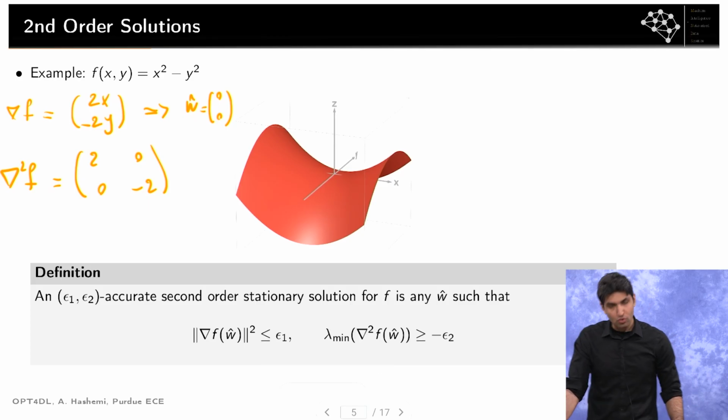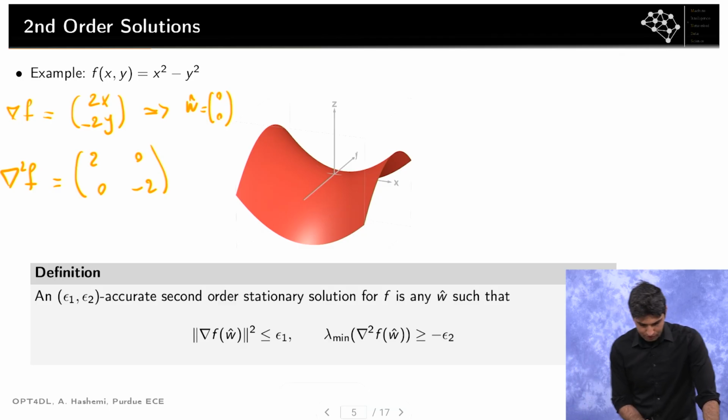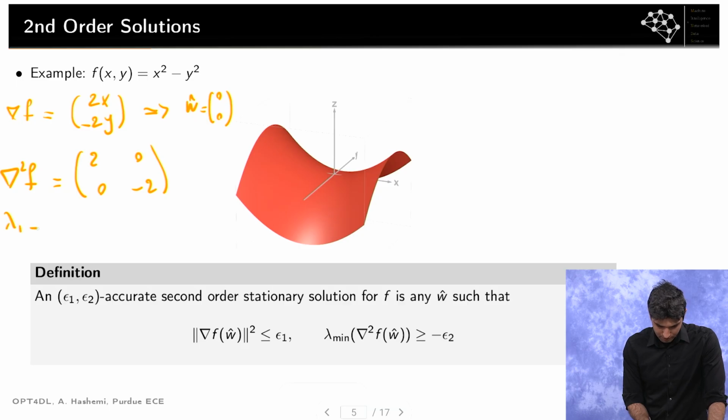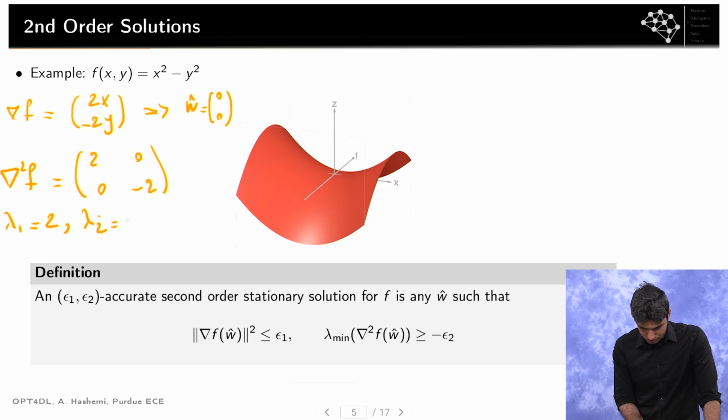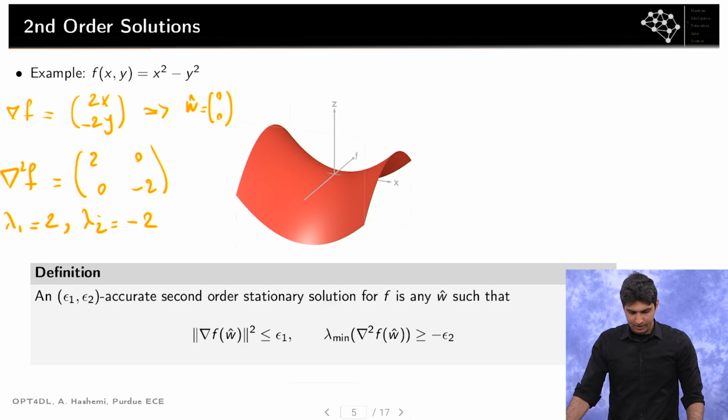In this case, we have 2 eigenvalues, because the Hessian ends up being a diagonal matrix, and you may know from your linear algebra courses that the eigenvalues of a diagonal matrix are the entries on the diagonal. So I have 2 eigenvalues: lambda 1 is equal to 2, and lambda 2 is equal to minus 2. One of them is positive, the other one is negative.